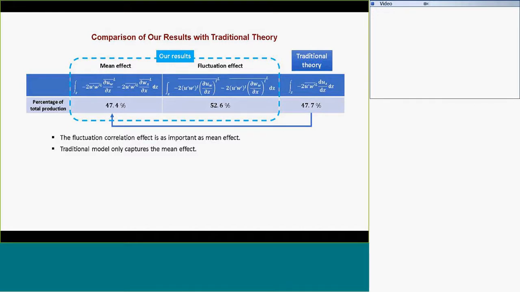And what does the traditional theory tell us? It tells us there is 47% of that energy, which is very close to this mean effect. So that means this theory is actually a very good theory describing this mean effect. It's so close, very accurate, right? But something is missing, which is huge. There's another half of the energy source that is missed completely. So this is a very exciting finding.